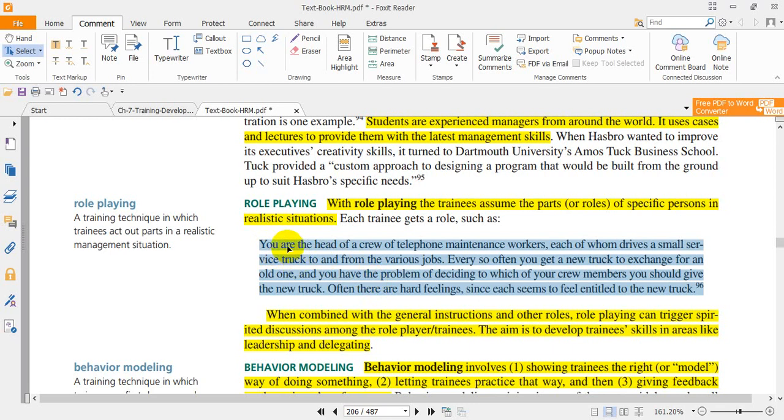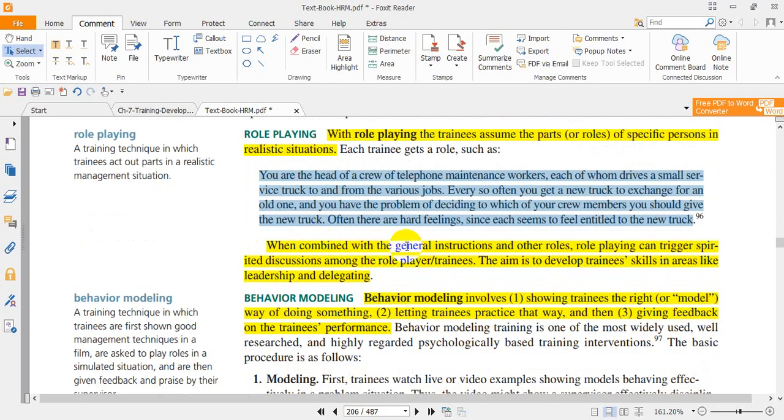So let's read it. You are the head of a crew of telephone maintenance workers. Each of the women drives a small service truck to and from the various jobs. Every so often you get a new truck to exchange for an old one, and you have the problem of deciding which of your crew members you should give the new truck. Often there are hard feelings, since each seems to feel entitled to a new truck. Here is a situation as an example, and how would you deal with this situation?